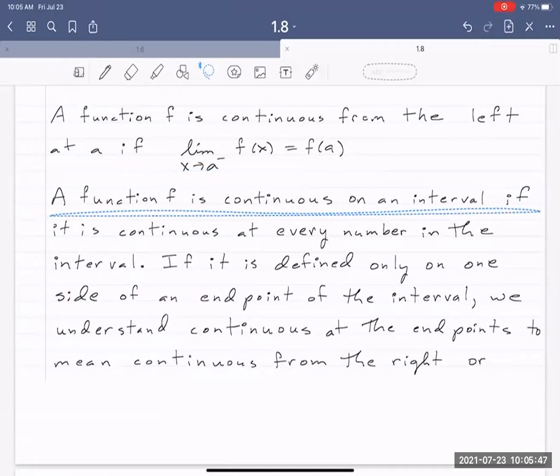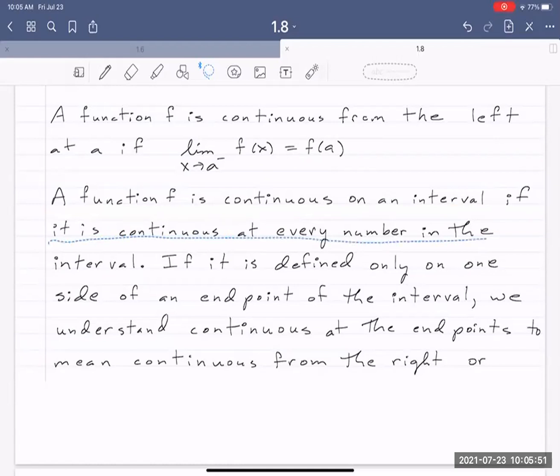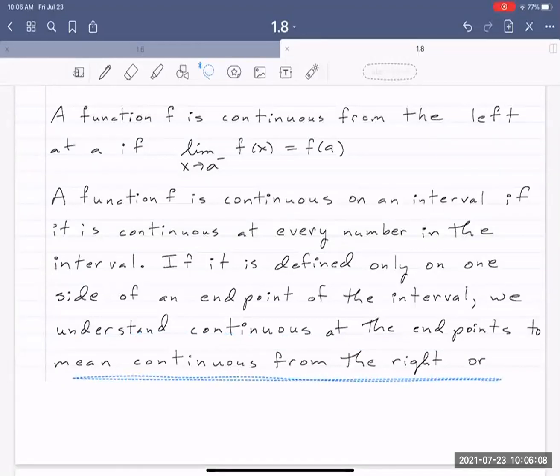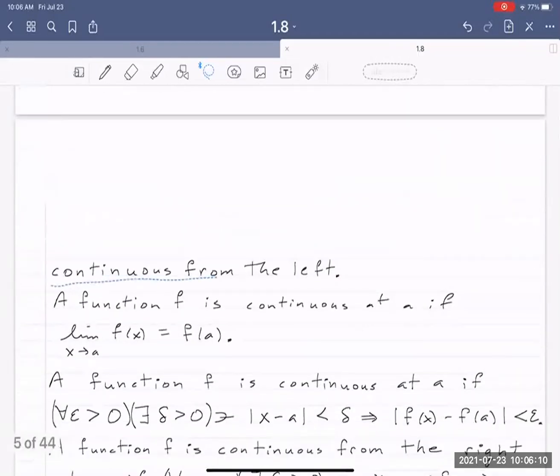A function f is continuous on an interval if it is continuous at every number in the interval. If it is defined only on one side of the endpoint of the interval, we understand it's continuous at the endpoints to mean it's continuous from the right or from the left, whichever one was that endpoint.